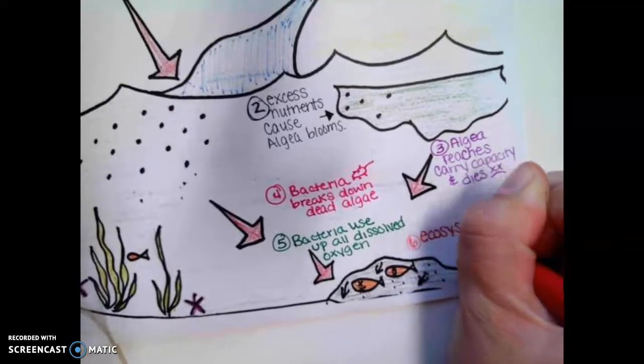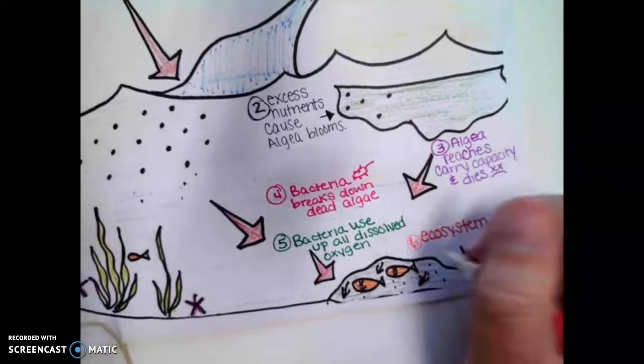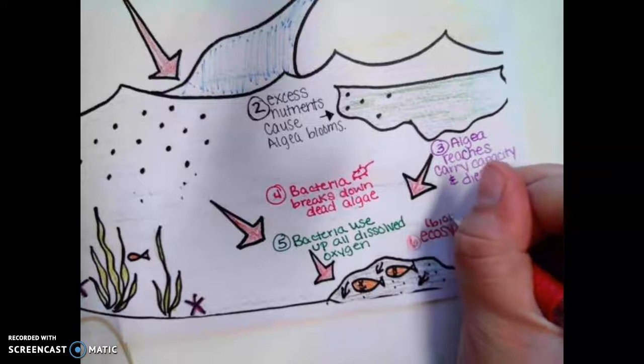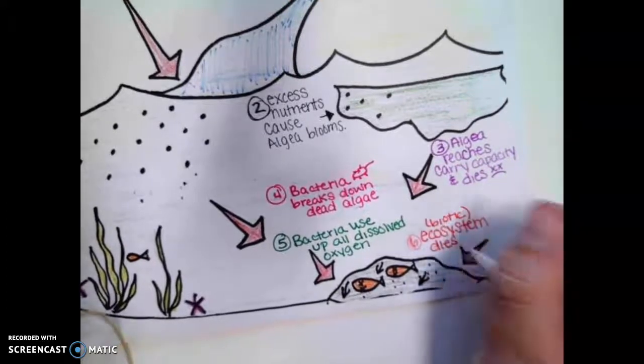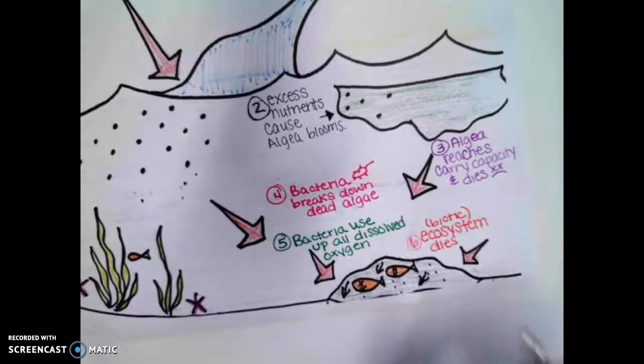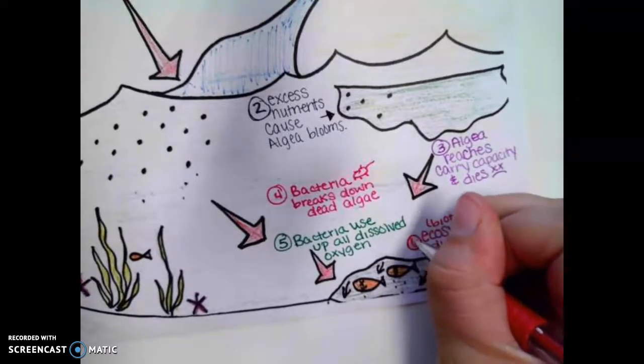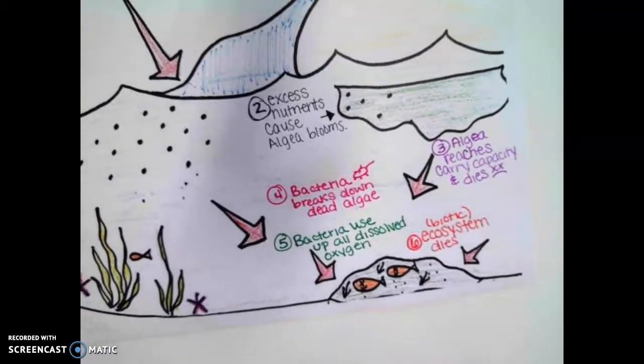Ecosystem, or the biotic parts, dies. So we got dead fish and dead plants as a result of this, what we call eutrophication. The end result is ecosystem death. All right, we've got a few more things to write down in here though.